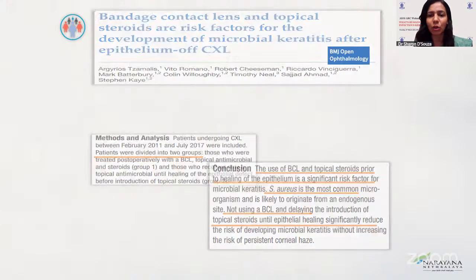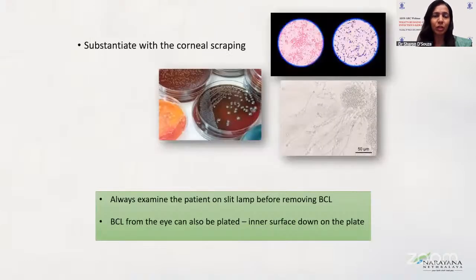So it definitely cannot be a one-off. So when you see a patient who has an ulcer, you approach it like any other infiltrate that you see on the cornea. So you have to do a corneal scraping.